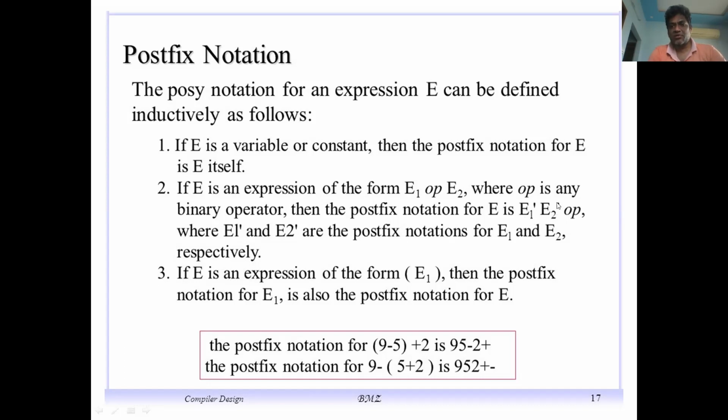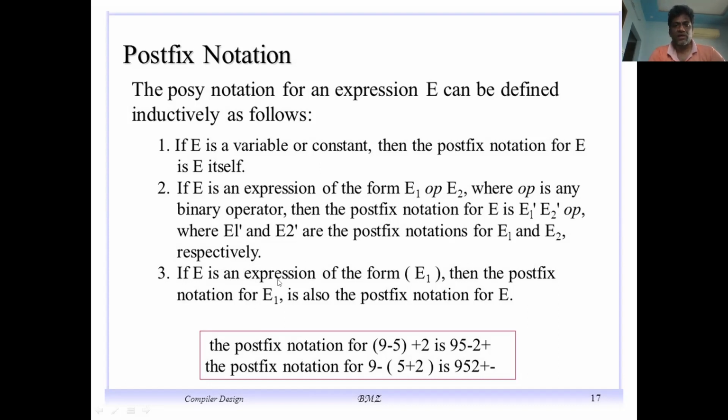And this E1 and E2 must be postfix expressions again. That means if E1 is another sub expression, E2 is another sub expression, then first you need to convert E1 into postfix, E2 into postfix, then apply this postfix operation on E1 OP E2. Okay, so assuming that E1 and E2 are postfix expressions, then the postfix expression of E1 OP E2 is going to be E1 E2 OP. It's very simple. Might be you learned this in data structures also.